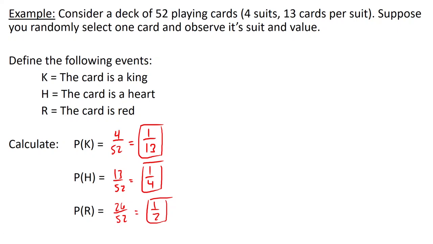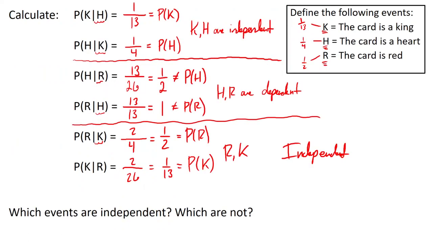The thing about kings, though, is kings are pretty much independent from hearts and red, because there's the same number of kings in every suit, same number of kings in every color. So we looked at the conditional probabilities, and what we found out is that if you tell me it's a heart, it doesn't affect the probability of a king. If you tell me it's a king, it doesn't affect the probability of red. So being red and being a king are independent, being a king and being a heart are independent, but these are not, because if I tell you it's red, it changes your probability of pulling a heart. Or if I tell you it's a heart, it makes it guaranteed that it's red. Those would be considered dependent.